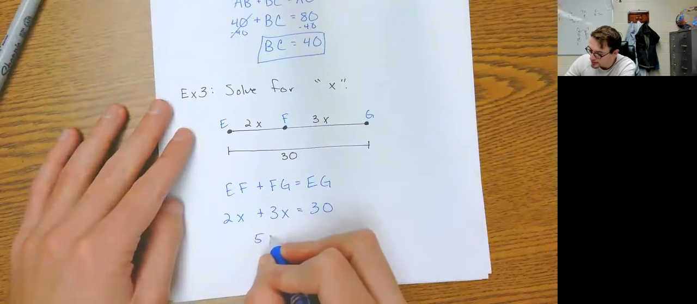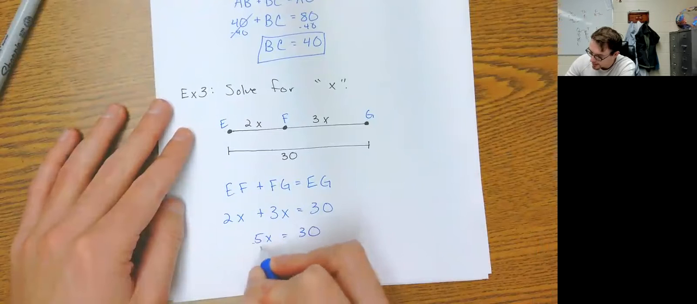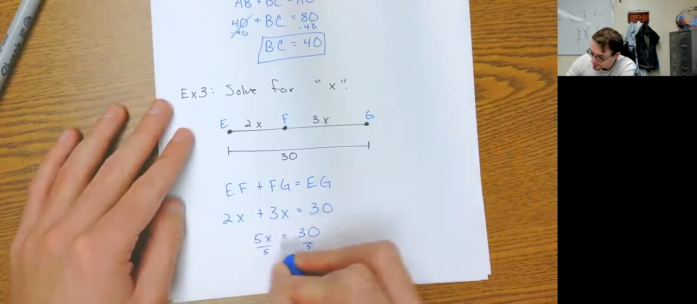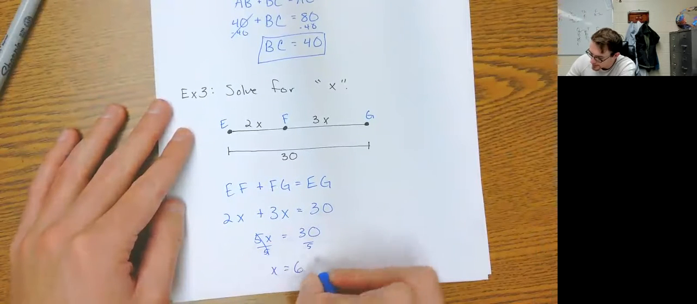So combine like terms. Cancel out. X equals 6.